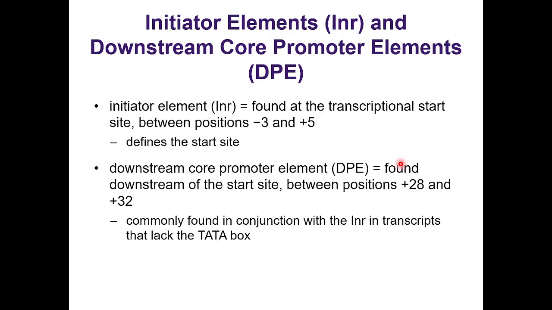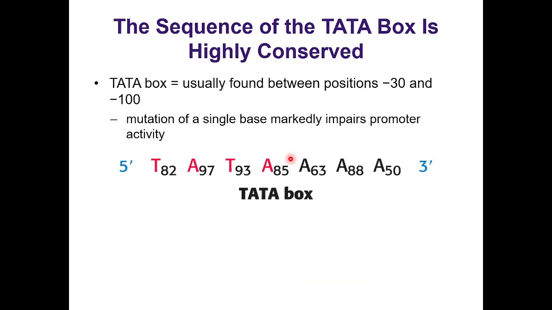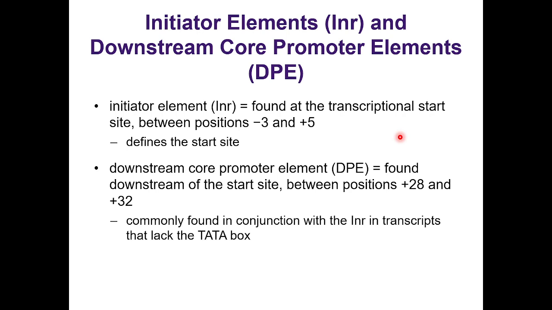The initiator element, INR, this is actually from the previous figure, INR right there. Okay, this is going to be found at the transcriptional start site. It's going to be between positions -3 to +5, and that's why we had two different ones. We had to represent that, right? Sometimes ahead, sometimes behind. Okay, sometimes upstream, sometimes downstream. This is going to define the start site.